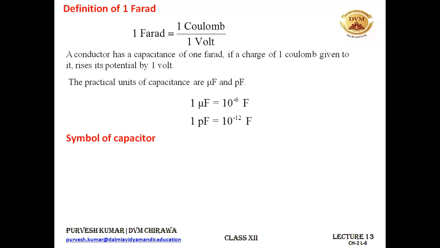All right. Now let's go to the symbol. Just like resistors have symbols, similarly the capacitor also has a symbol. A fixed value capacitor is denoted by this symbol. Two plates are separated by some distance, and one will be positive, the other negative. We'll be seeing it.